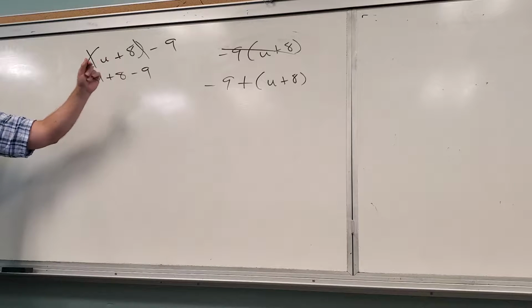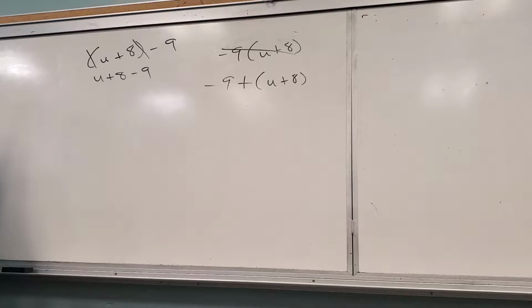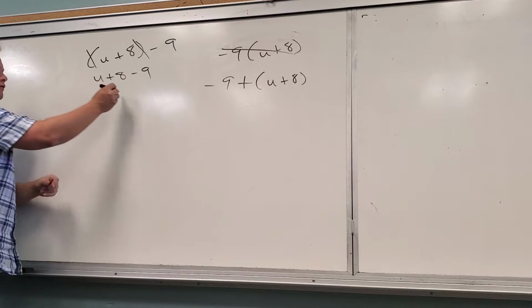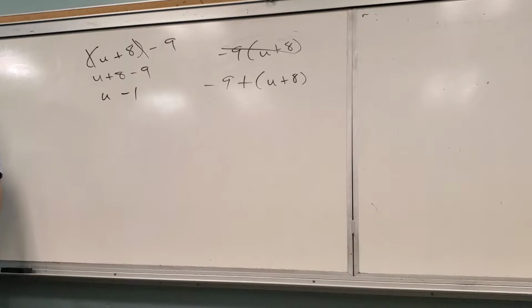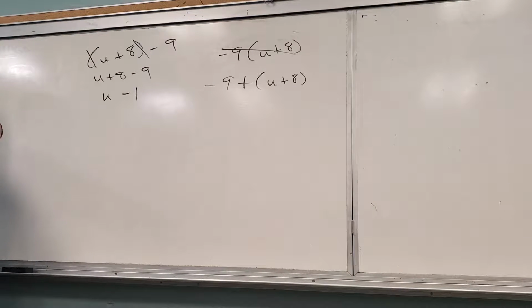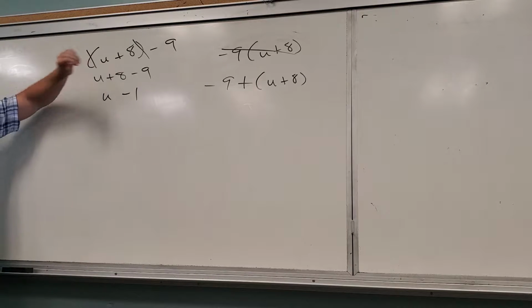What's 9 minus 8? 1. Which one's bigger? Negative. So it's negative 1. Right? And there's a u up there. Or you guys should know 8 minus 9 is negative 1. That's cool too. But if you have any trouble with doing something like that, they're different signs. You subtract and then put the sign of the bigger one on. If they're the same sign, you add and put the sign back on.